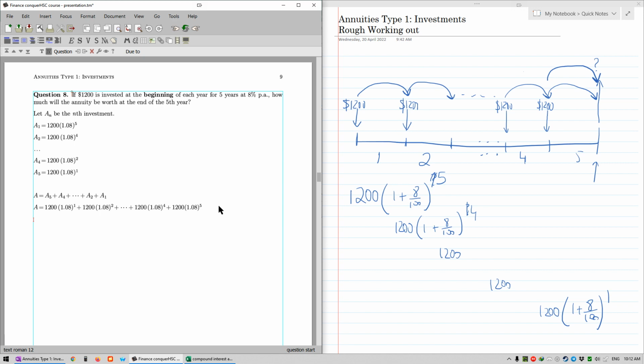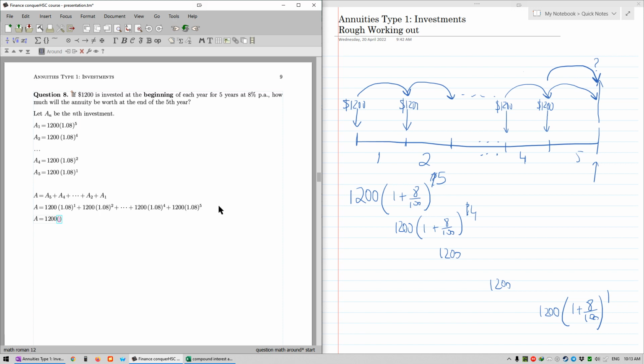Factor out the common terms. So A is equal to, and I'm going to do 1200 only. I will not take out the 1.08. You get exactly the same answer, but I just prefer not to. That's just my personal preference.